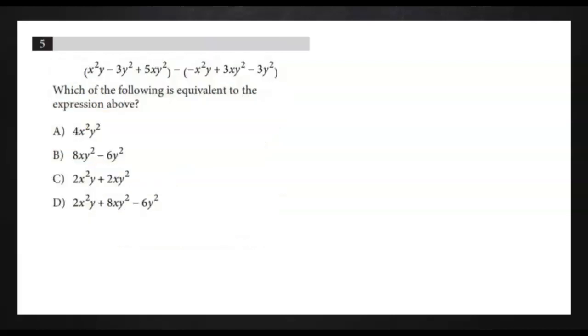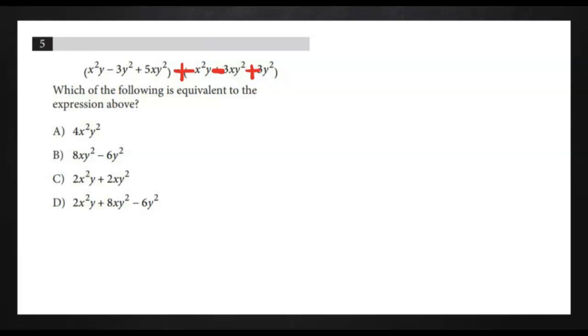Okay, when you look at question number 5, we want to find out which of the following is equivalent to the expression above. So keep in mind you do have that minus sign, so that's going to change and switch all the signs in that parenthesis that comes after it. So what's going to happen is that you're going to have a plus x squared y, a minus 3xy squared, and then a plus 3y squared.